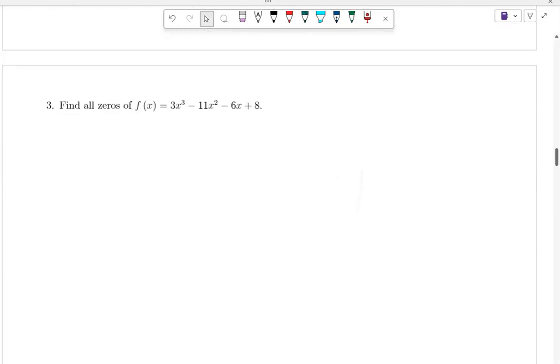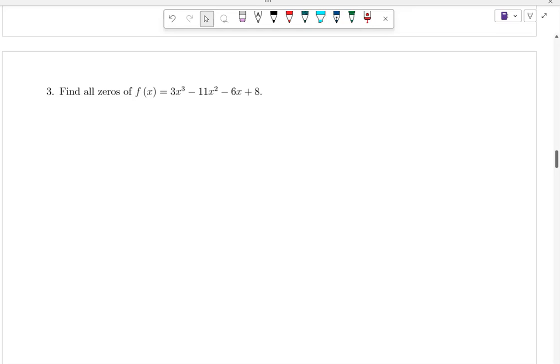So we're going to do this process to help us find all of the zeros of functions. This is what we're going to be basically doing the rest of this section and the next section.